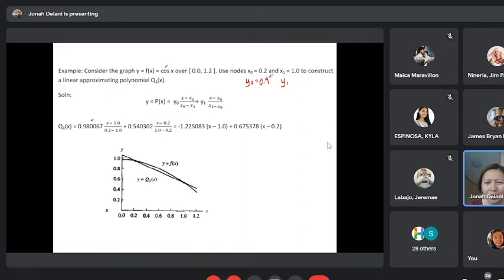If you practice and do this problem again, use the radian mode. This 0.2 should be in radians. And cosine 1 is equal to 0.54. So this is 0.54.